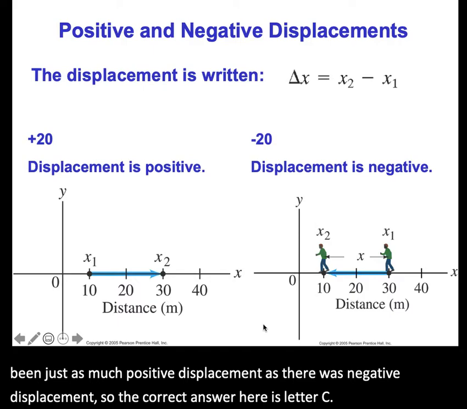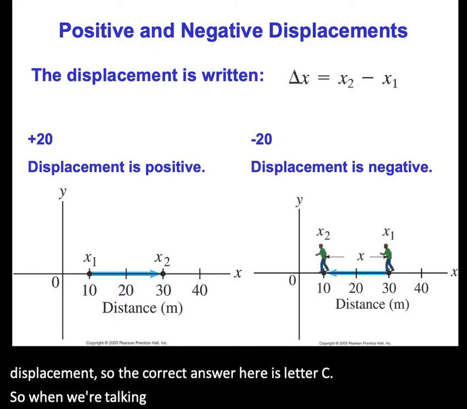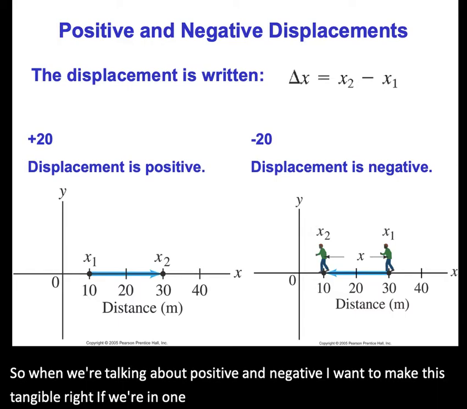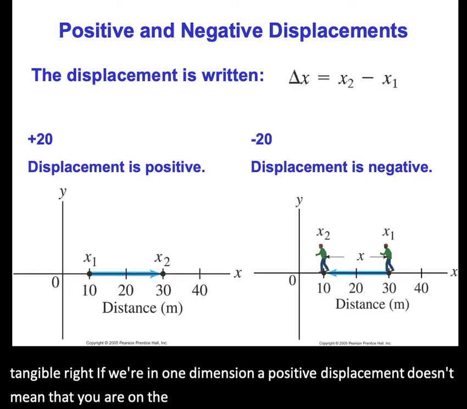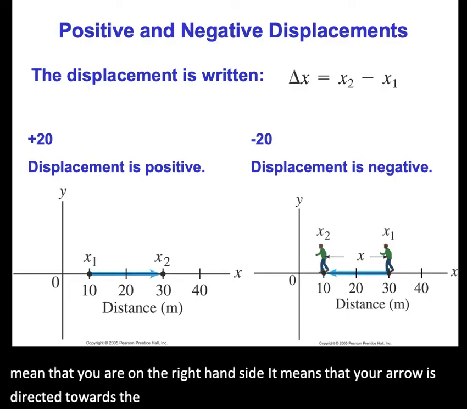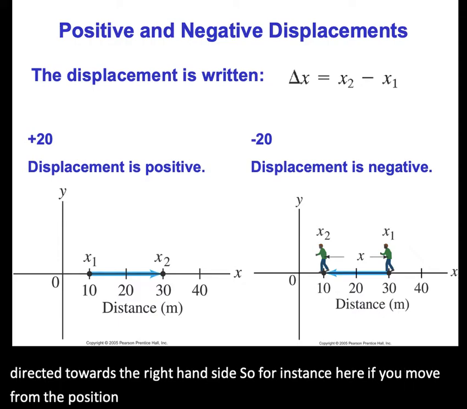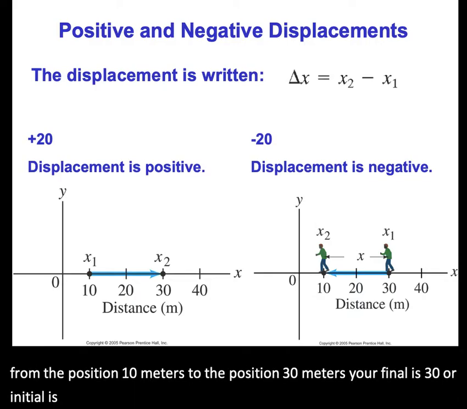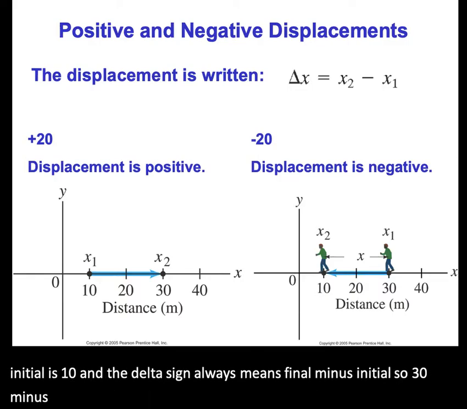So when we're talking about positive and negative, I want to make this tangible, right? If we're in one dimension, a positive displacement doesn't mean that you are on the right-hand side. It means that your arrow is directed towards the right-hand side. So for instance here, if you move from the position 10 meters to the position 30 meters, your final is 30, your initial is 10. And the delta sign always means final minus initial. So 30 minus 10 gives you a positive number. So that's how you get positive 20 algebraically.